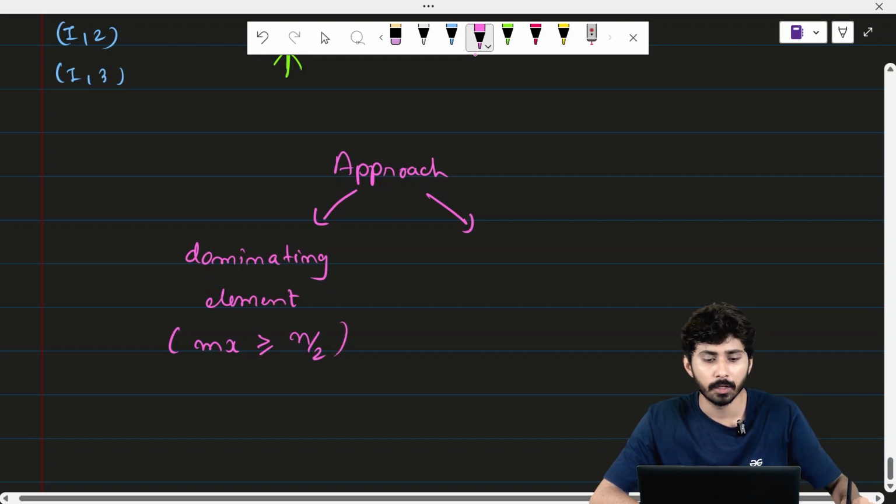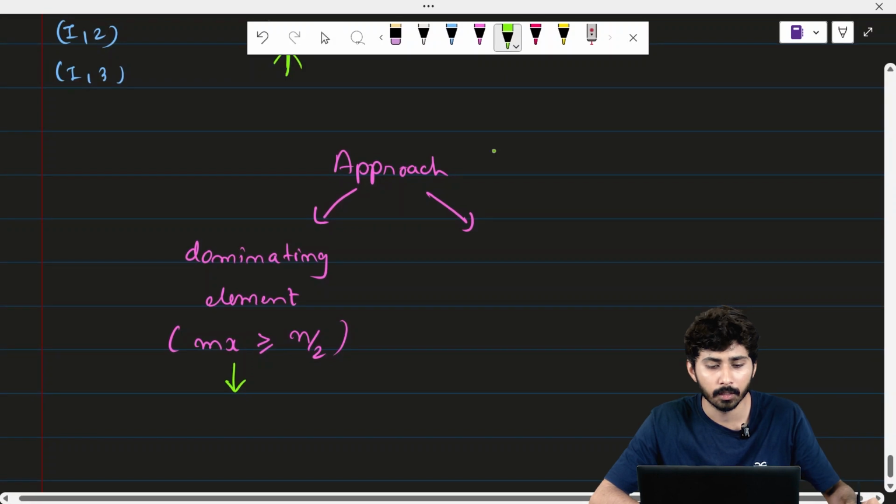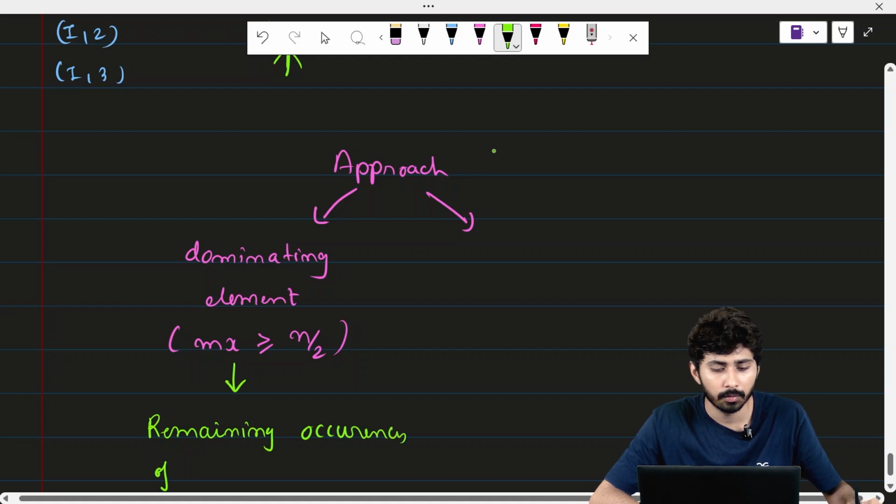So in this kind of test case, we observe the output is what? The remaining occurrences of the dominating element.